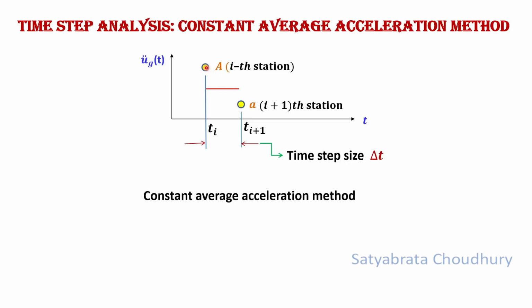And how much is it? It is the average value between capital A and small a. Whatever the acceleration values at the points capital A and small a, we take the average, and we assume that during this interval delta t, the acceleration remains constant at that average value. That's why it is called the constant average acceleration method. This is also used for time step analysis.